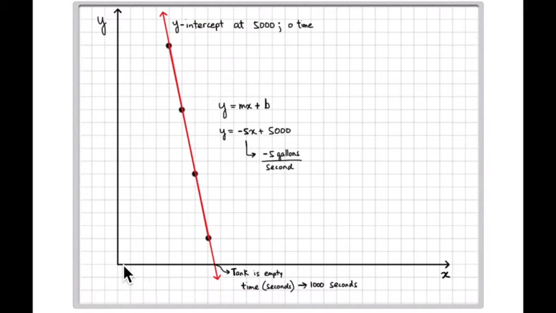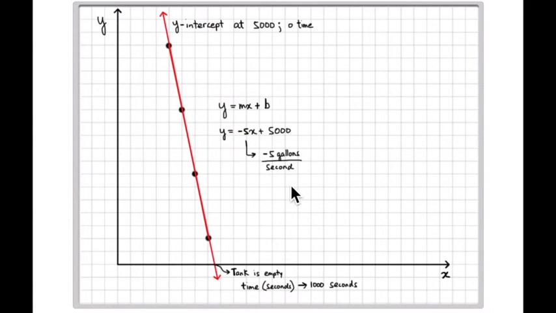So how many seconds does it take to empty the tank entirely? Well, negative 5 times some number has to equal negative 5,000, because it's a negative 5,000 plus a positive 5,000. So y then will equal 0. So fuel is going away, away, away, till the amount of fuel left is 0. How many seconds does it take to get to y equals 0?